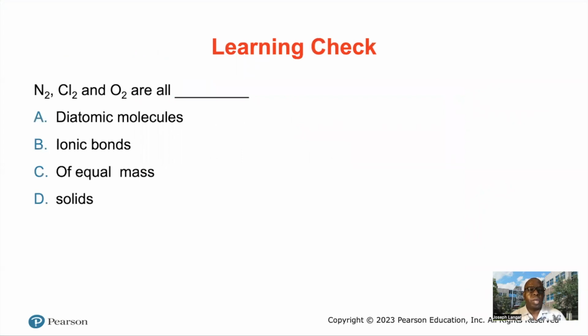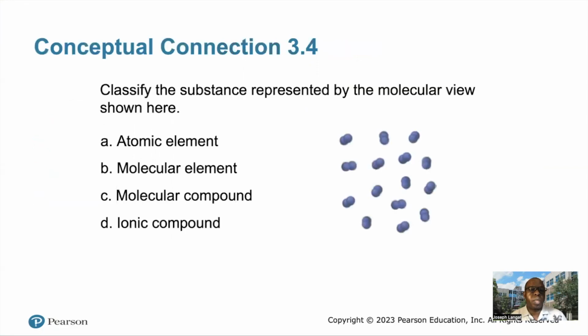Now, our learning check problem: N2, Cl2, and O2 all exist as what? The correct answer is A, diatomic molecules. It's not ionic bond. Some of these you can just use the elimination method to get the correct answer. Also, as I explained about the atomic molecule, you see they are the same, and here this represents a pure element which exists as diatomic.